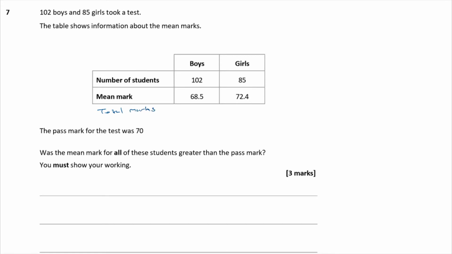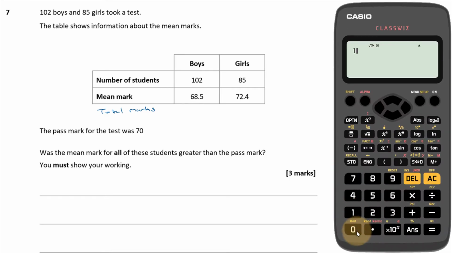So the total mark for boys is going to be those two multiplied together, isn't it? So if I type into my calculator 102 times 68.5, that comes out to be 6,987. And do the same thing with the girls. 85 times 72.4. That comes to be 6,154.